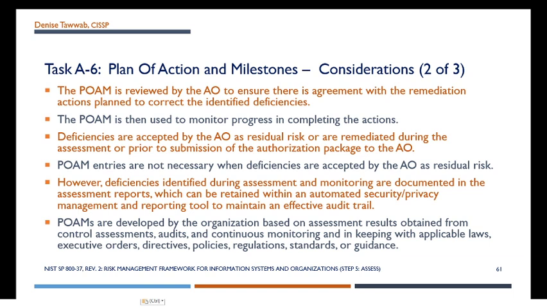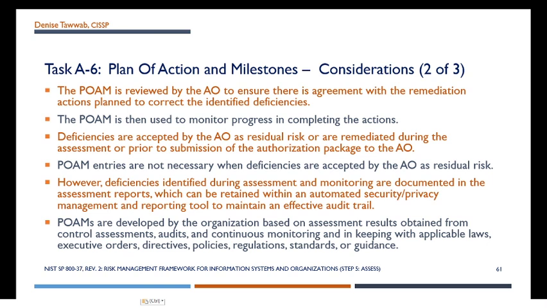POAM entries are not necessary when deficiencies are accepted by the AO as residual risk. However, deficiencies identified during assessment and monitoring are documented in the assessment reports, which can be retained within an automated security and privacy management and reporting tool to maintain an effective audit trail. The audit trail with respect to your assessments is very important, and every effort should be made to document and retain documentation of every decision that happens along the way.